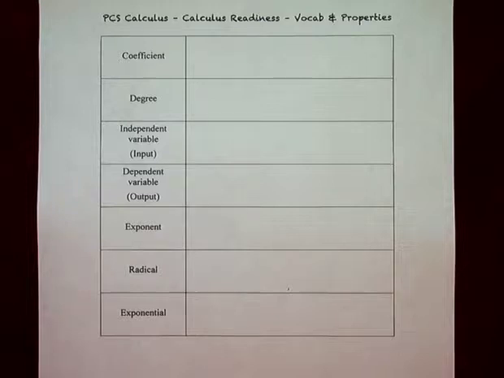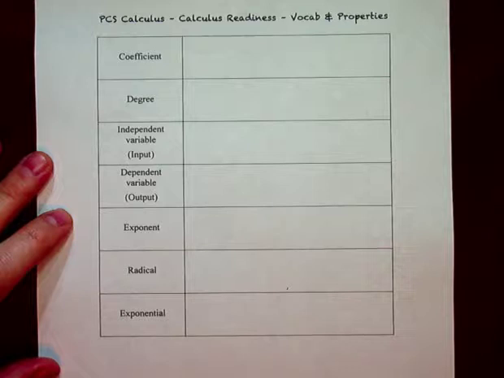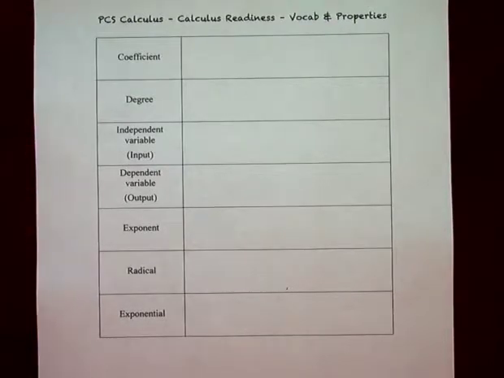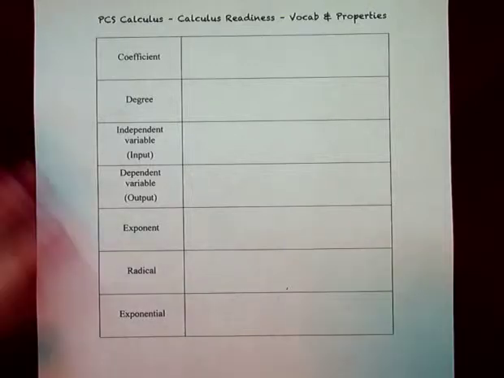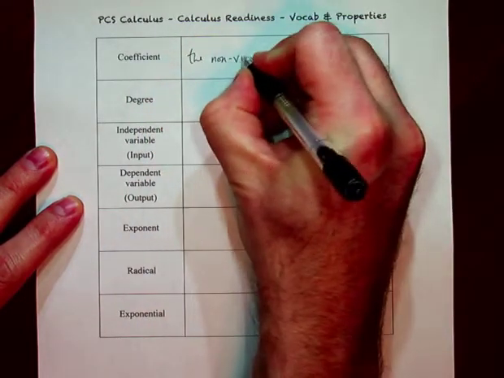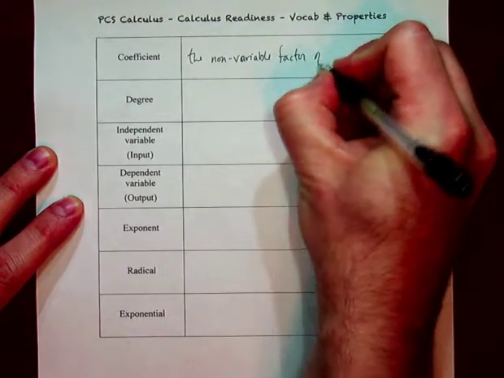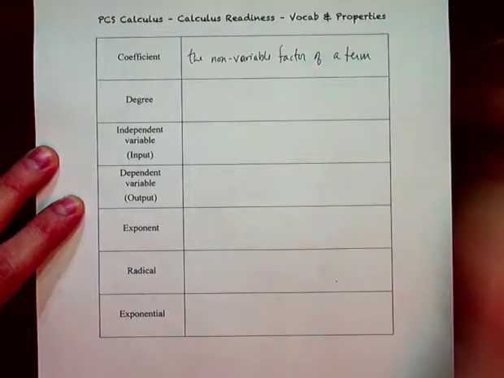The next page, there's some specificity to it, and I'm going to need you to pay special attention to that. But for here, coefficient. Coefficient basically, if you have a term, basically the coefficient is the non-variable factor of a term, right? Or, the number sitting out in front.